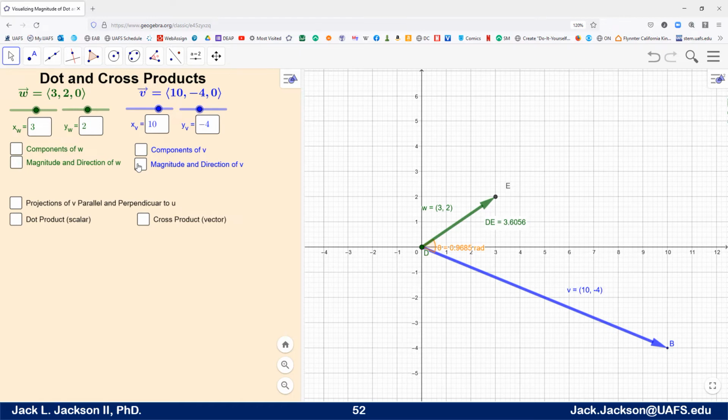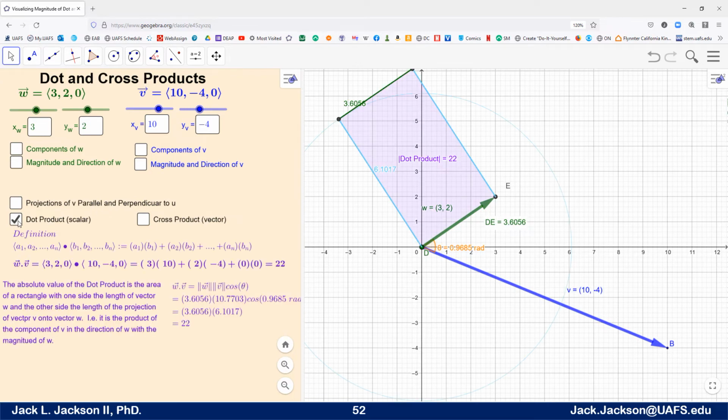All right, so let's start by reviewing the dot product, okay? Because this application actually is not just for cross products, it's for cross product and dot product. Now, some of this we've already done in the previous one. So here, we can see the dot product worked out. Here's the general definition of the dot product.